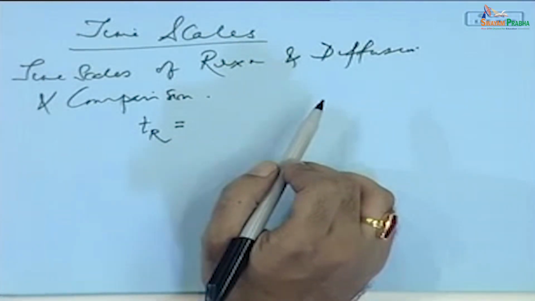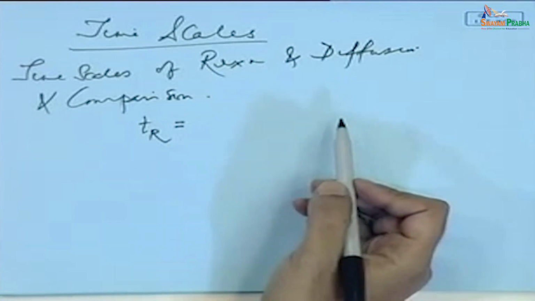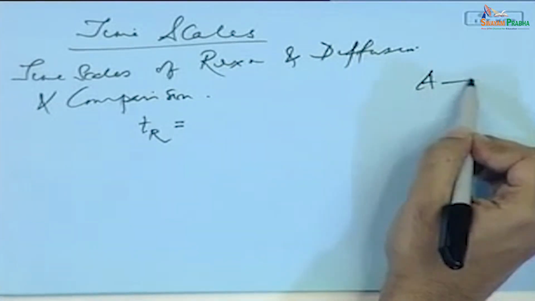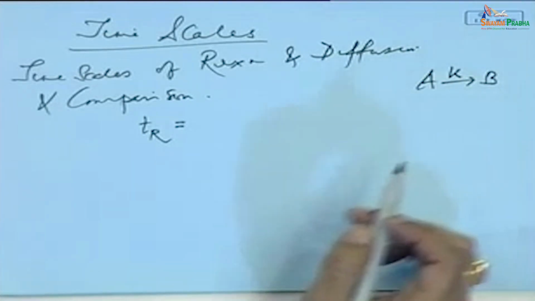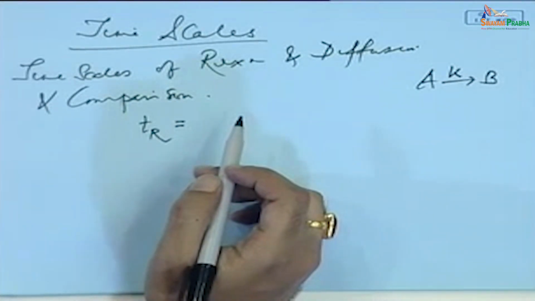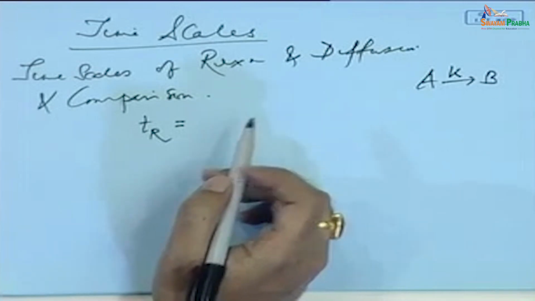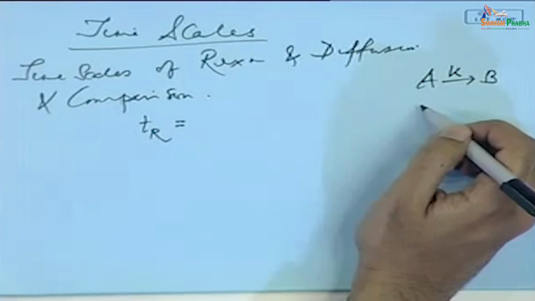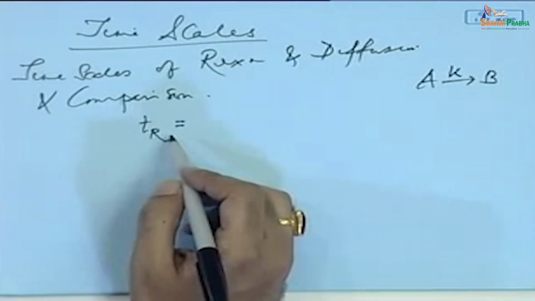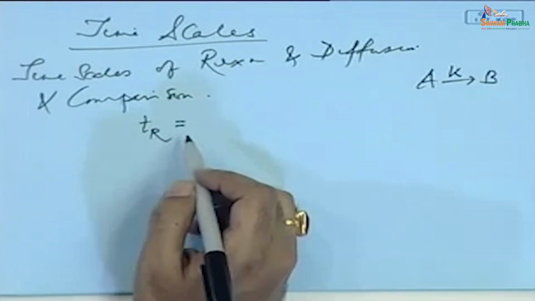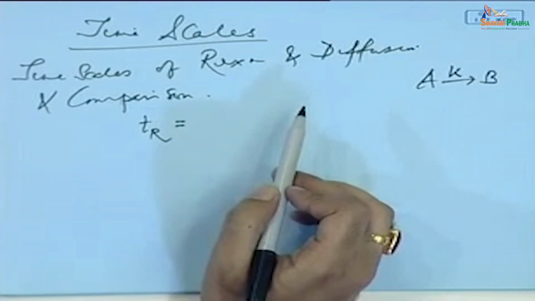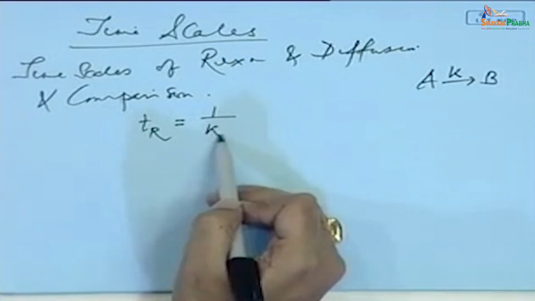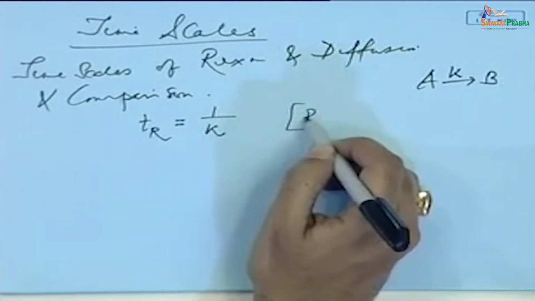What would be the time scale? How do you write it? So, you have a reaction of A going to B, with k first order. What is the unit of k for a first order reaction? Time inverse. So, what would be the time scale? 1 by k, right. So, that is my reaction time scale.